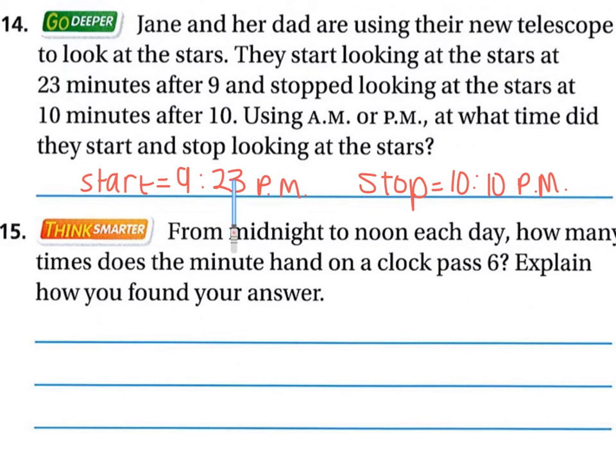Now, because they're looking at stars, you need to think about what time of day is it going to be dark enough so that you can see the stars. At 9:23 a.m., it is light out. The sun is already up. So this should be p.m., 9:23 p.m. And then for the stop time, same situation, it's going to be p.m. And then your clue is 10 minutes after 10. So 10:10 is 10 minutes after 10 o'clock.